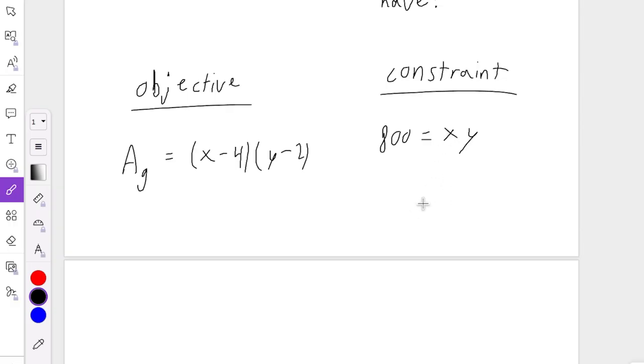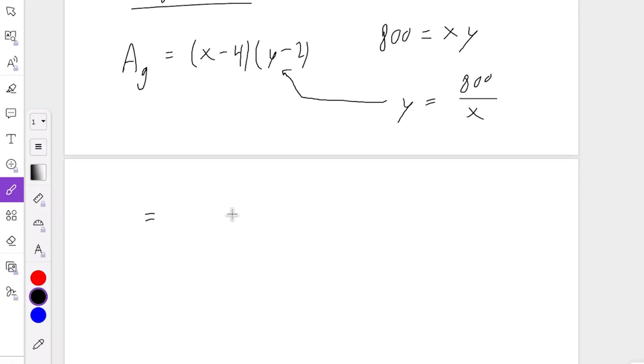Remember, step 2 is where I say, solve for x or y. I solved for x last time. This time I'm going to solve for y. Y equals 800 divided by x. Okay. So then I'm plugging that in right there for y. So that means the area of my garden is quantity x minus 4 times quantity 800 over x minus 2.